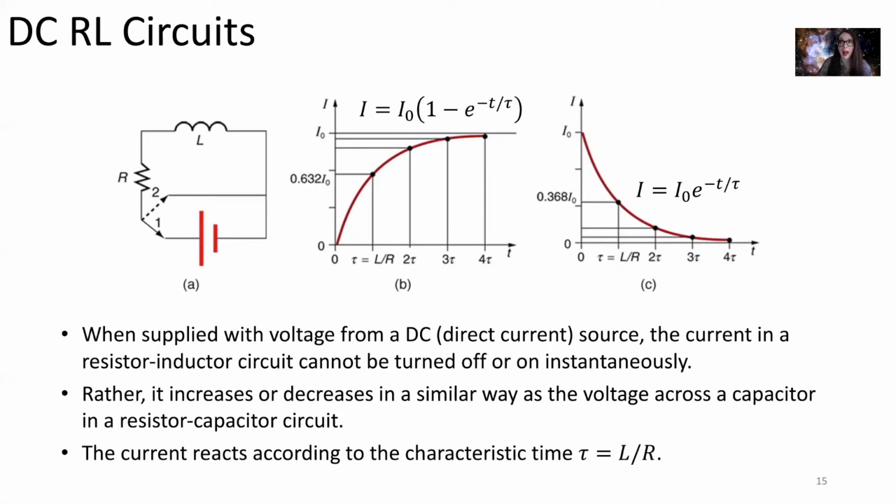Previously, we talked about how capacitors behave in a direct current resistor capacitor circuit. So I called those DC RC circuits. Now we're going to talk about direct current resistor inductor circuits, DC RL circuits. You know you have a direct current circuit if you're using a battery. Batteries supply a constant voltage. That voltage does not fluctuate in time. So that is a direct current circuit.